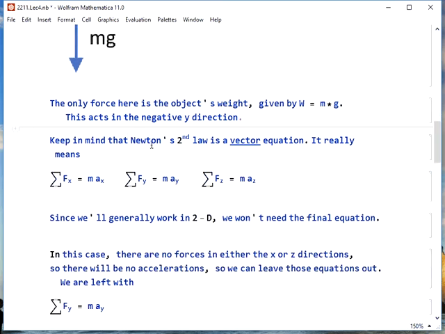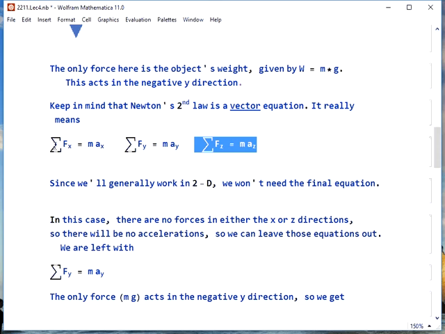Now you have to remember that the second law is a vector equation, so really it means three different equations. Sum of the forces in the x direction equals max, same for the y, same for the z. Now most of the time we'll be working in 2D, so we won't worry about the z equation. But in this case we don't have any forces in the x direction either, so there's nothing interesting to happen there. There won't be an acceleration in either x or z. The only one we care about is sum of the forces in the y direction is may.